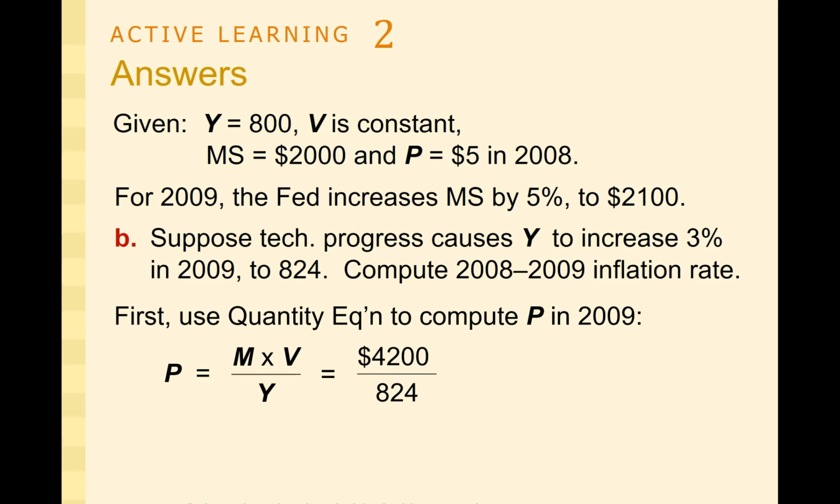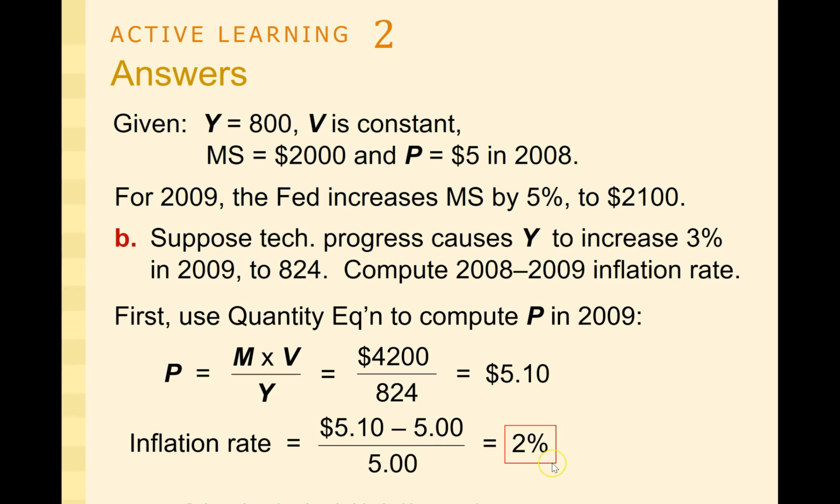And now we have that 4,200 from before, except now we're dividing by output of 824. And so now we have a price level in 2009, given this information, of $5.10. So again, we're going from 2008 to 2009, $5 to $5.10. And we just do new minus old over old, and we get an inflation rate of 2%. So that takes some practice getting comfortable with the process, but I think it's pretty manageable.